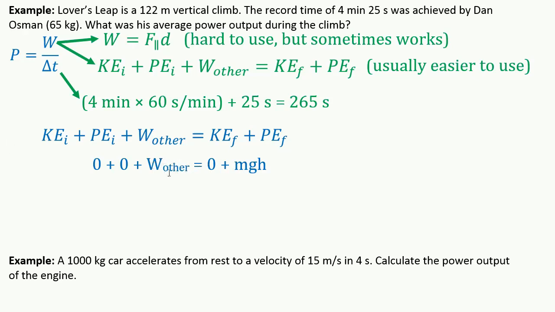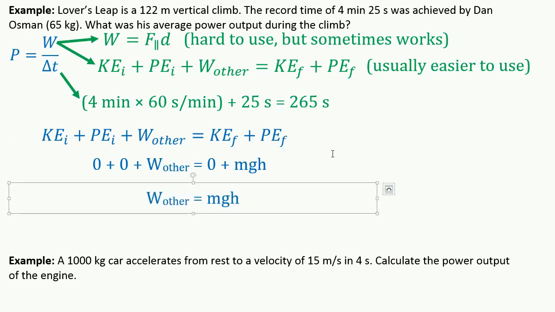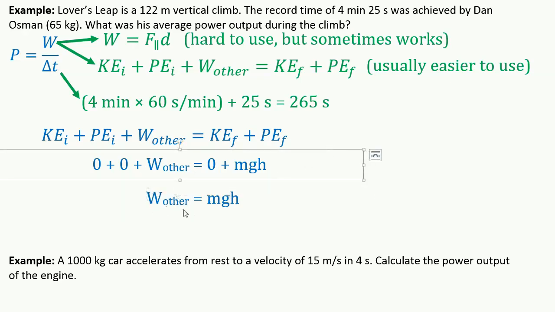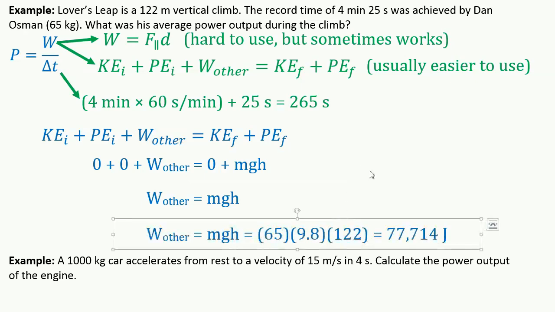So this work is basically energy being transferred, as work always is. In this case, it's from Dan's energy stores inside his body. Maybe the sugar from the power bar he just ate. It's going from that form into the form of potential energy by raising him up this wall. So if I get rid of all the zeros, I just find that the work he does is equal to m times g times h.